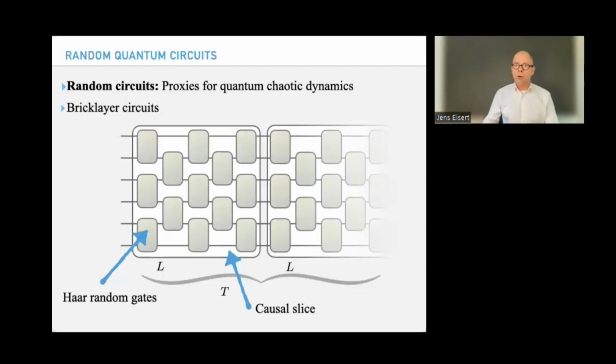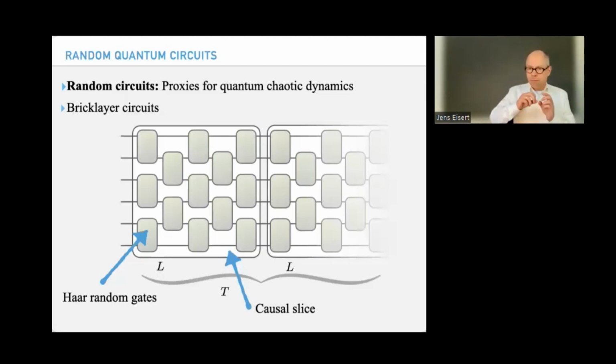And this is also the mindset that we follow for most of the rest of the talk. Otherwise, we are pretty general. We can think of bricklayer circuits, where the gates are arranged in this bricklayer fashion. In a two-dimensional reading thereof, this was realized in the mentioned Google quantum advantage or quantum supremacy experiment. But there are different architectures we can pick.